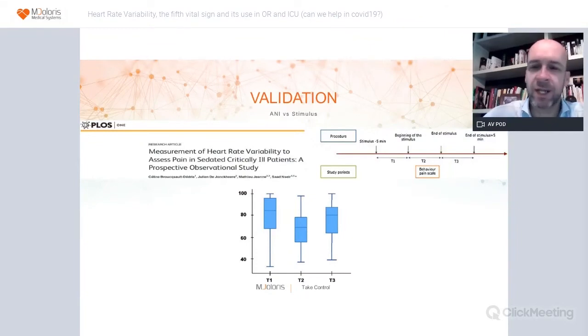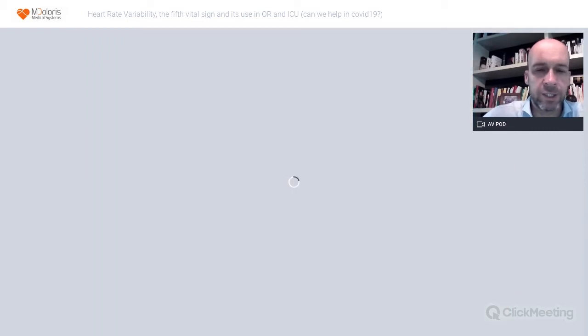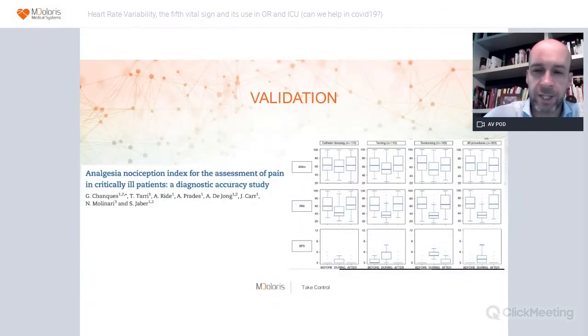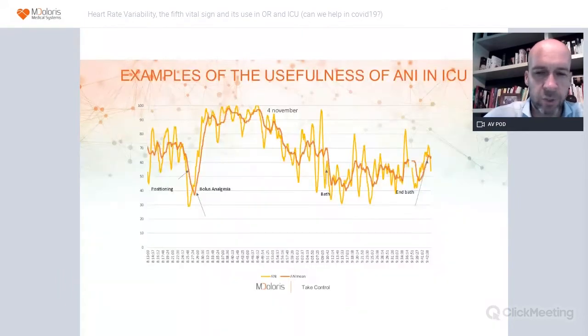We have other publications just making a stimulation on the patient, and you can see that before stimulation the ENI was high, obviously because the patient is sedated. When I make the stimulation, it goes down and it returns back when the stimulation stops. Exactly the same results in this other study. So in a way, it's validated exactly the same way as with the Funke study. This is an example of the usefulness of ENI in the ICU.